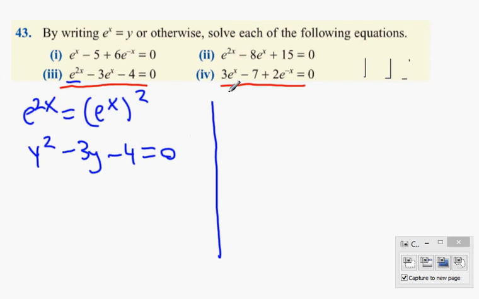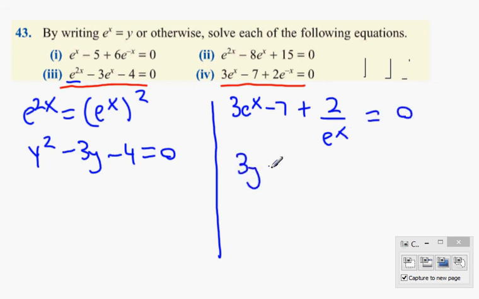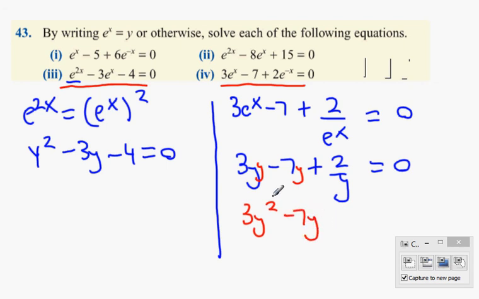The only other type of question they can ask you in this is this one here, where you say this is 3 e to the x minus 7 plus 2 over e to the x. I use the power rule of a negative number to change it to the bottom. Everybody understand those power rules? Equals 0. Then I change that to y's: 3y minus 7 plus 2 over y equals 0. Okay? Multiply y onto everything: 3y squared minus 7y, there's y on the bottom, plus 2 equals 0. Is everybody happy with how to get that quadratic?